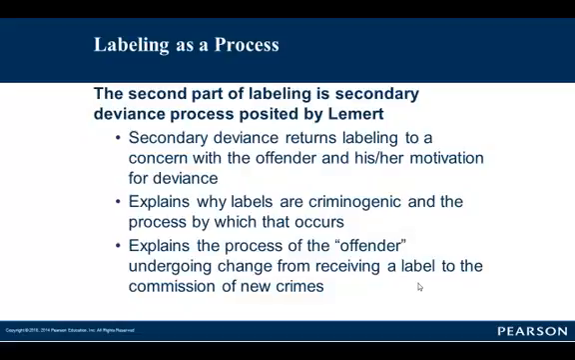The second part of labeling is secondary deviance, which we talked about from Lemert. Notice here in secondary deviance, there's a shift back to the offender, not the reaction, because we're looking at why a labeled offender engaged in further deviance. What motivated him or her? So we see the offender change from receiving a label to being a perpetrator of new crimes.